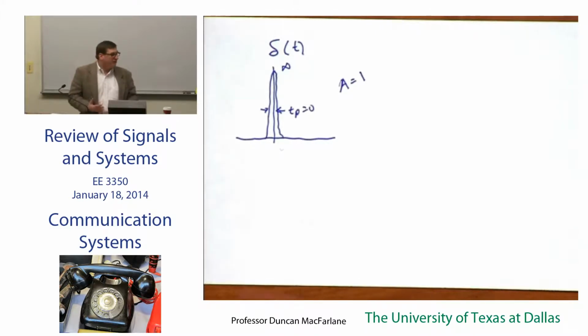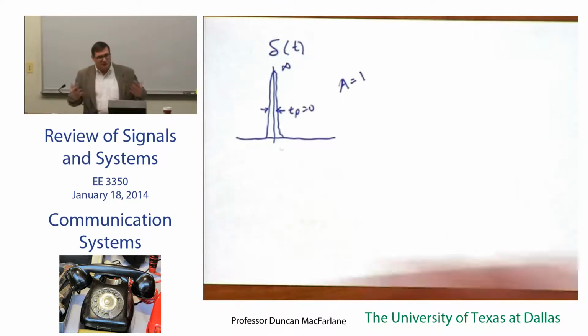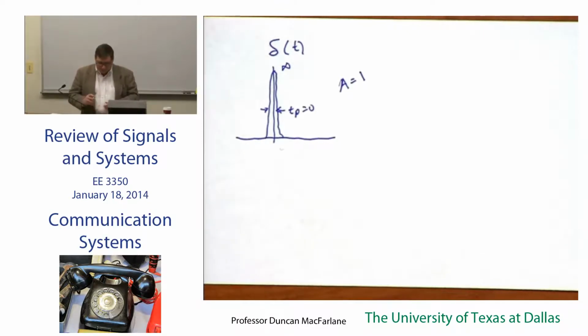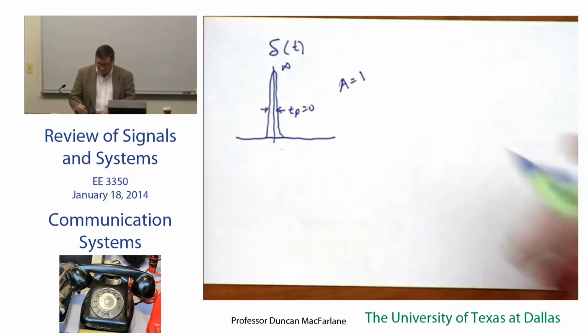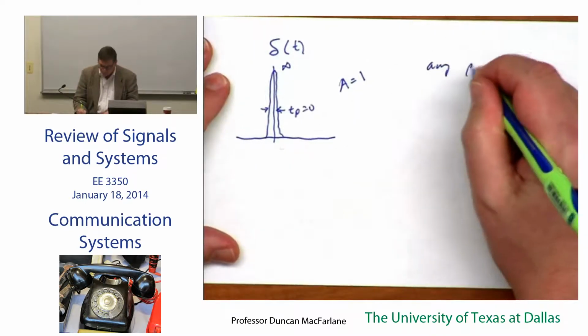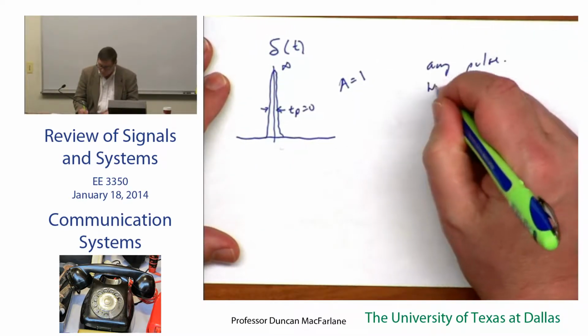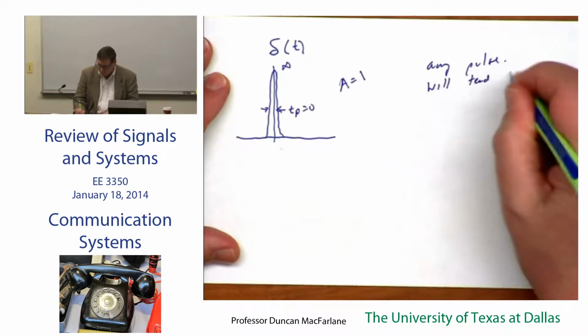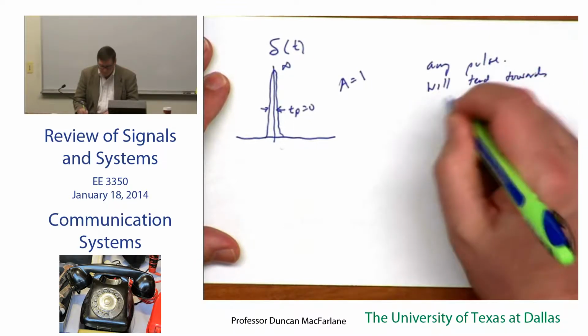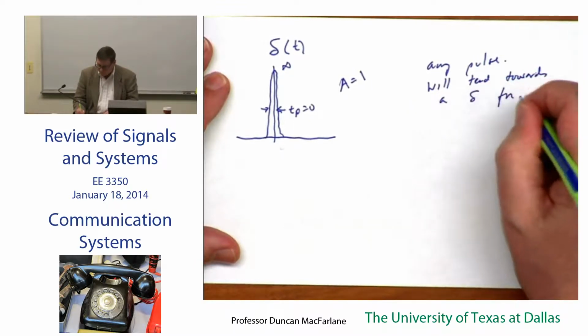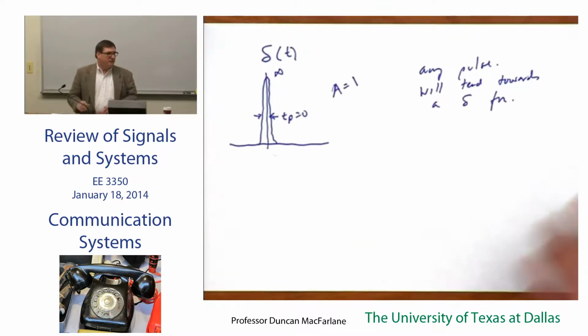But we're going to talk about delta functions located in time. That's a much easier thing to think about. Not much harder, not much easier to work with, but much easier to think about. And so, any pulse will tend towards a delta function. So, Gaussian pulses, Lorentzian pulses, hyperbolic secant pulses.